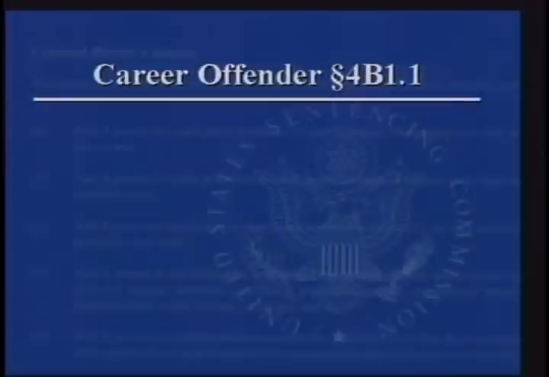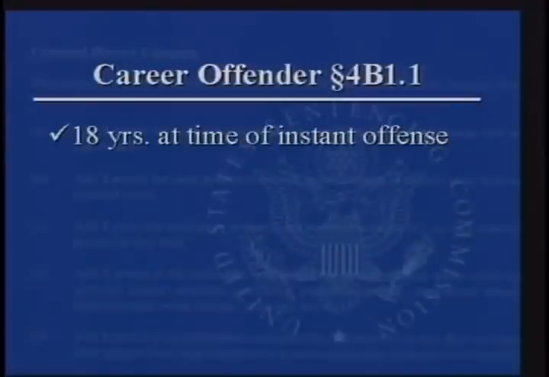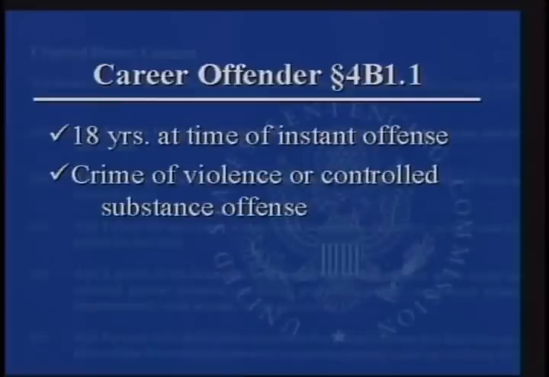So the Sentencing Commission has devised 4B1.1, which let's take a look at now to determine how do we know that we have a career offender. The first thing we have to take a look at is whether the defendant was 18 years at the time of the instant offense. So we are obviously looking only at adults as career offender candidates. The second item we need to take a look at is whether the instant offense is a crime of violence or a controlled substance offense.